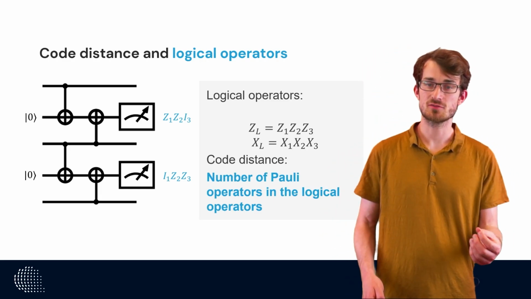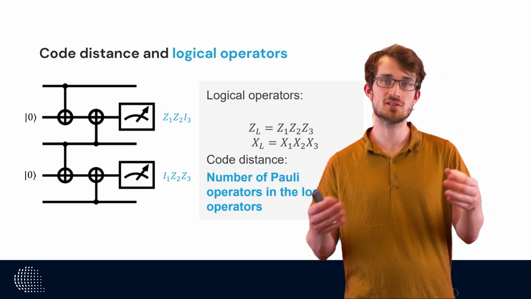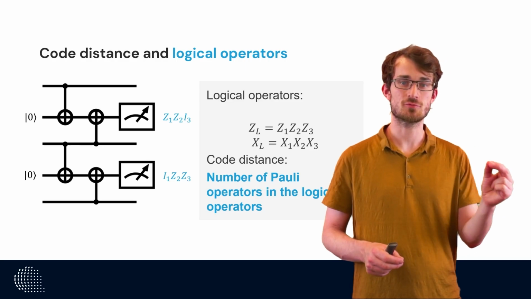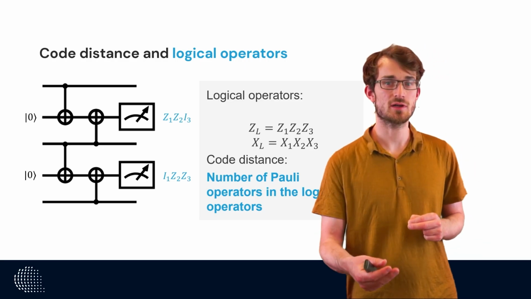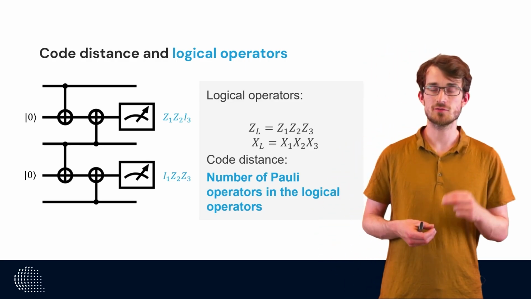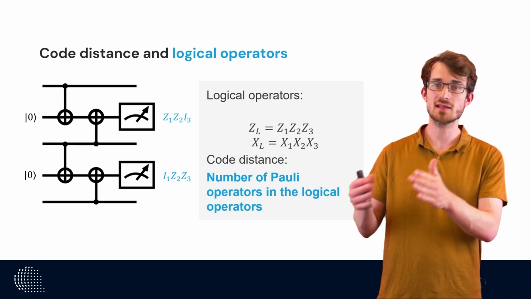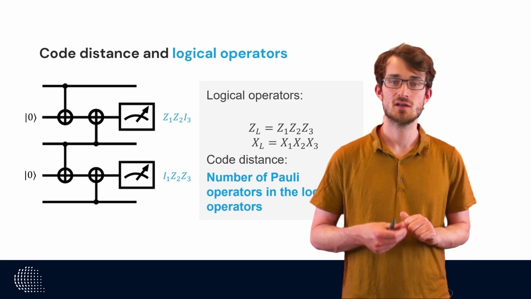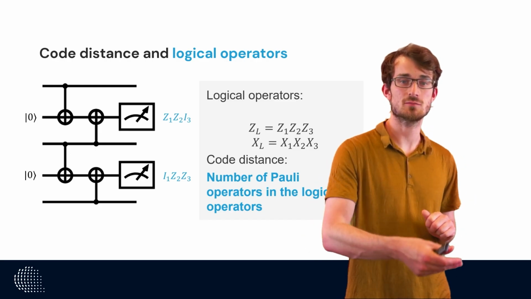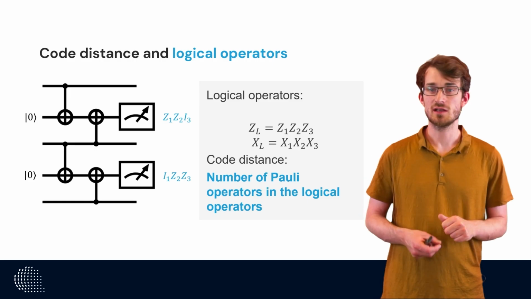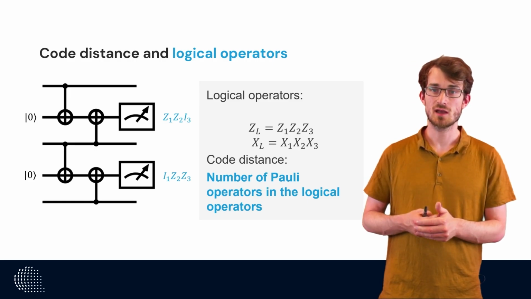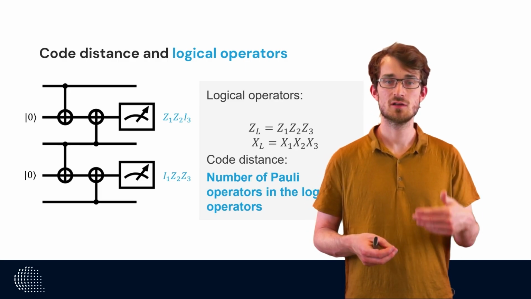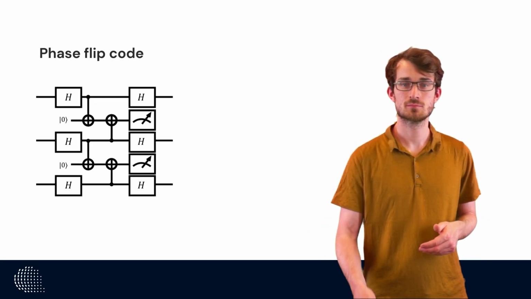An important fact of these logical operators is that you see they are constructed by 3 operators, so Z1, Z2, Z3. And the number of Pauli operators in the logical operators is something we call the code distance. It relates to how many errors we can actually correct during the detection and correction part of the quantum error correction. In this case, the code distance is 3, and that means we can correct 1 error when we try to do error correction.